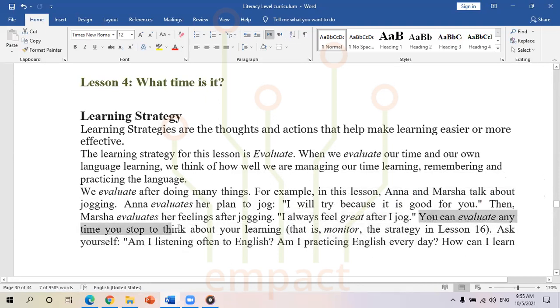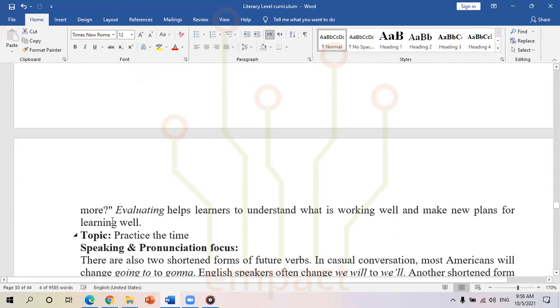You can evaluate anytime you stop to think about your learning. That is monitor, the strategy in lesson 16. Monitor means to observe. Ask yourself, am I listening often to English? Am I practicing English every day? How can I learn English? How can I learn more?